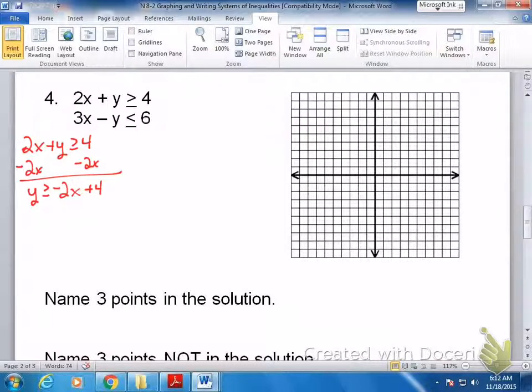So we got it solved for y. We already talked before, since it's also equal to, it's going to be a solid line. And remember, if it's solid, that means points on the line are also solutions. Since y is greater than or equal to, we're going to shade above.